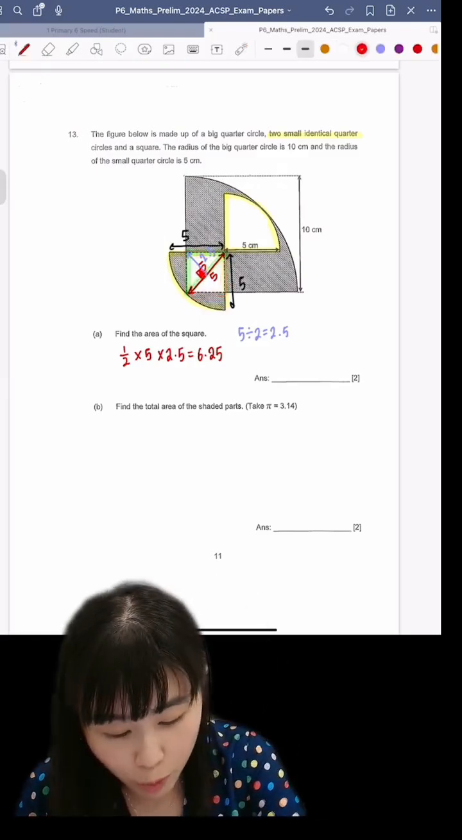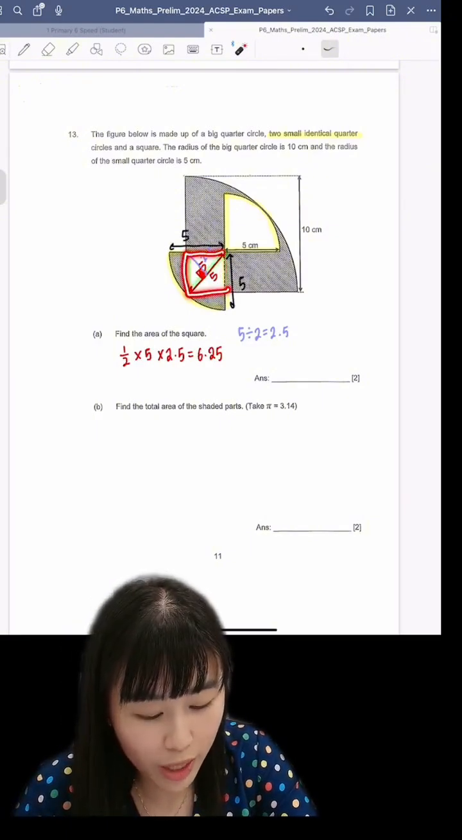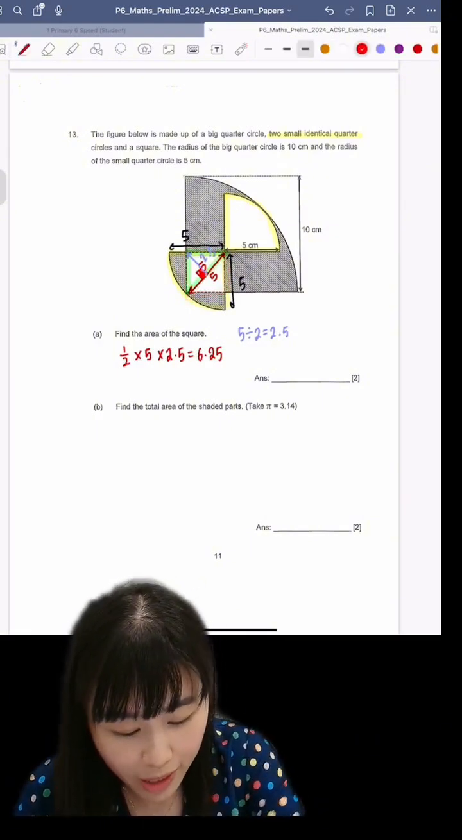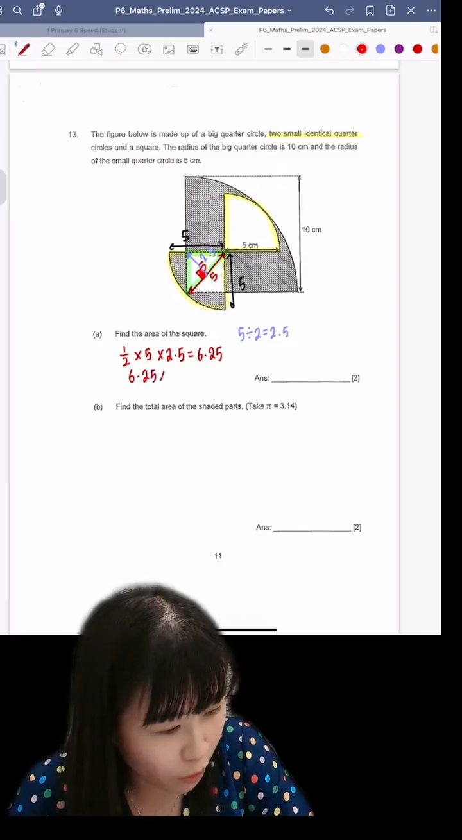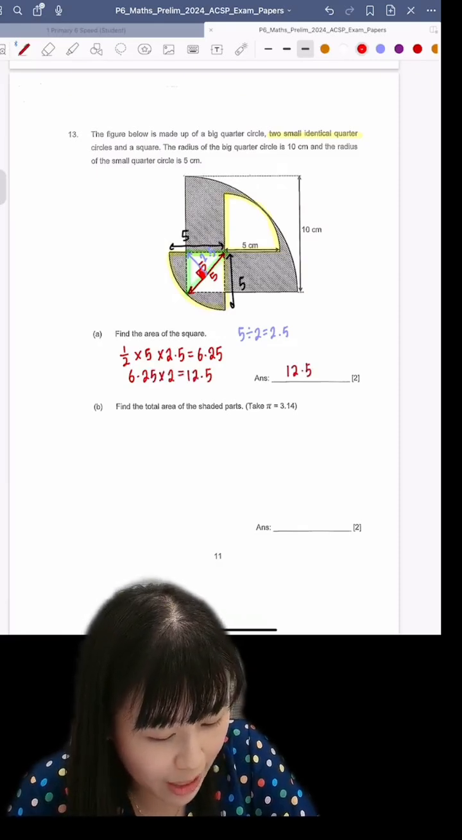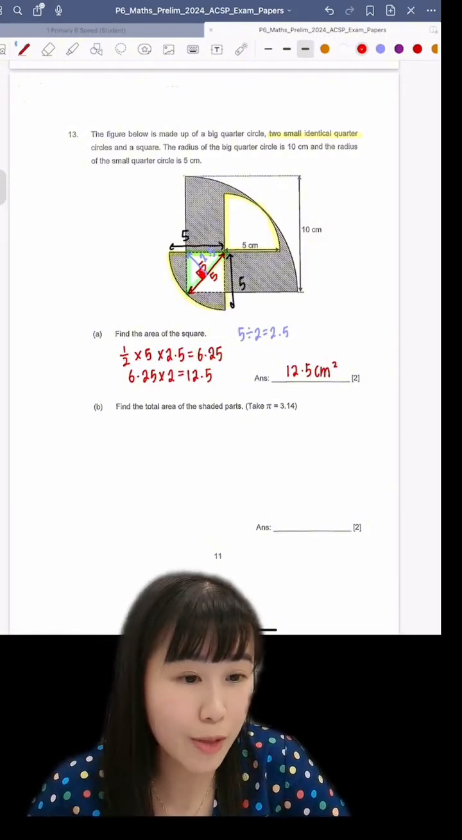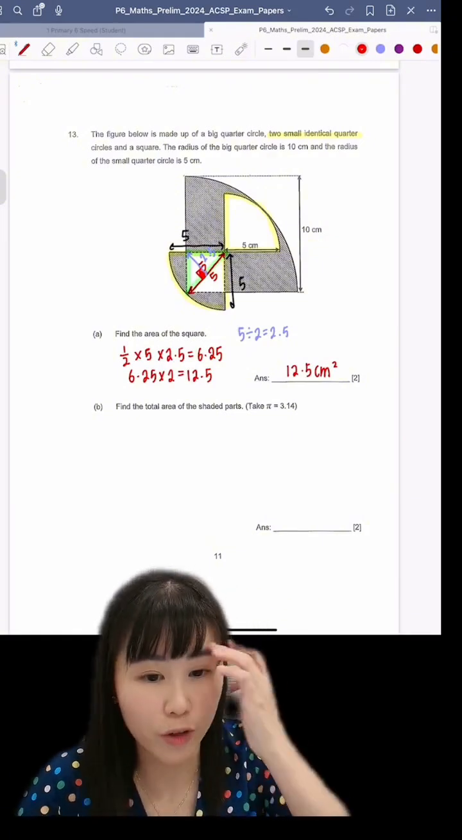Times 2, very good. Because this triangle is the same as this triangle, right? You cut the square diagonally in half, it's going to be equal. So 6.25 times 2, very good. That's how you get 12.5, 12.5 cm squared. So sometimes to find the area of a square, you have to know the area of a triangle.